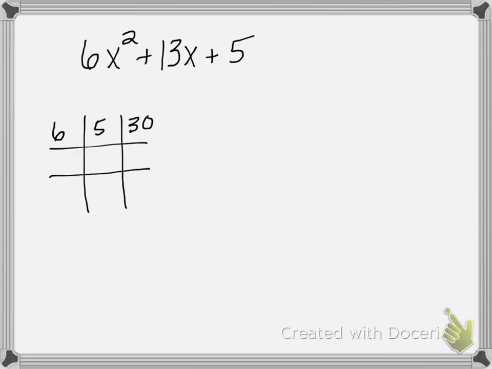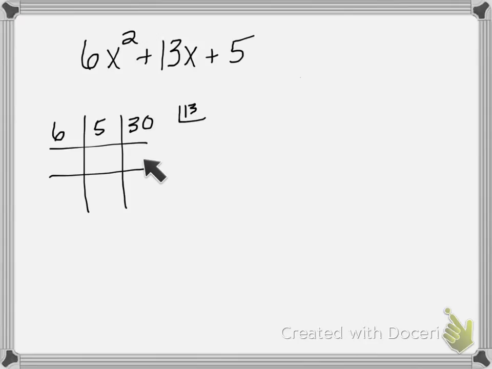Okay. So the first thing we do is we put the a value in the first box, the c value in the second box, and then we multiply those two values to get ac and put that in the third box across the top. So a, c, then a times c. Okay, then we also know that our b value is 13.